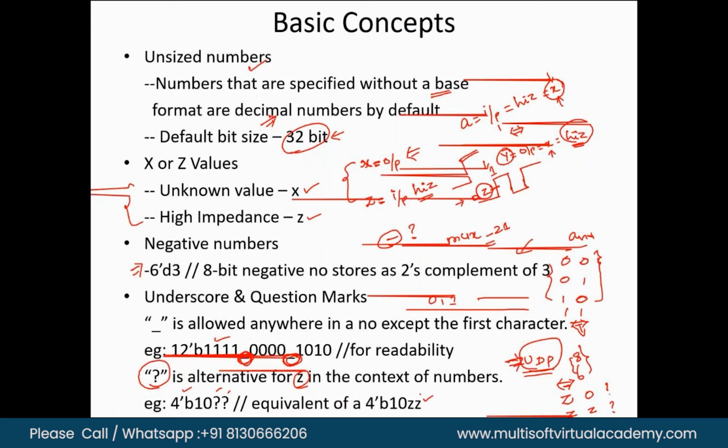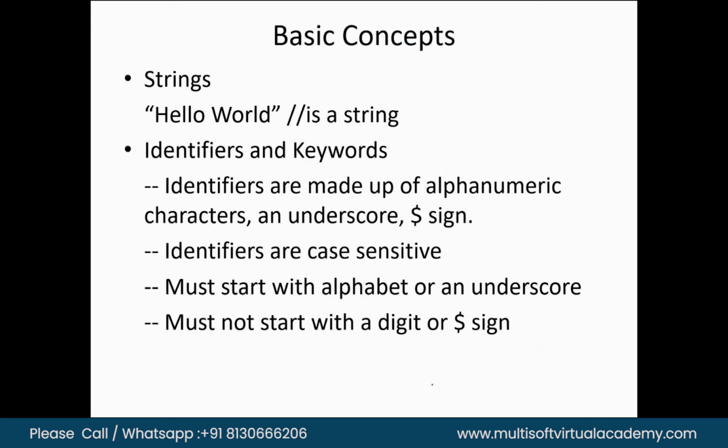Both have the same meaning. If you write anything between double quotes, it will be treated as a string, as well as normal identifiers and keywords. Keywords are your library functions. Identifiers are nothing but our user defined names.